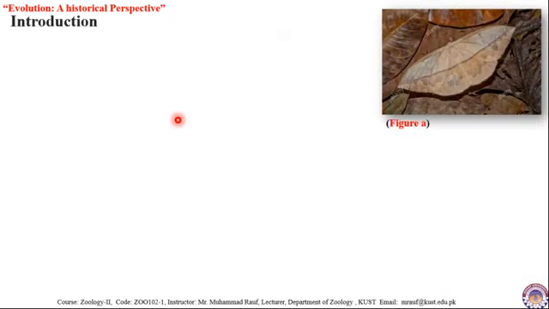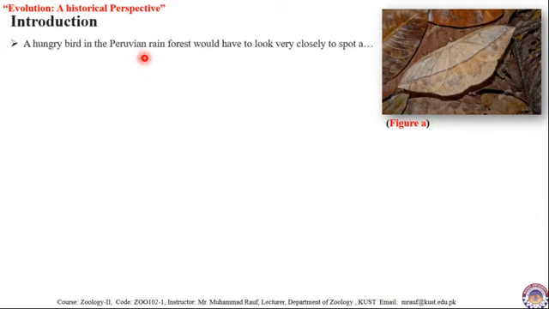Introduction. A hungry bird in the Peruvian rainforest would have to look very closely to spot a dead leaf moth, Oxytenis modestia. On the right side of your screen, you can see leaves decaying on the forest floor, and if you look at them closely, this particular body, which seems like a drying leaf, is in fact a living individual. It is a living organism belonging to the phylum Arthropoda, class Lepidoptera.